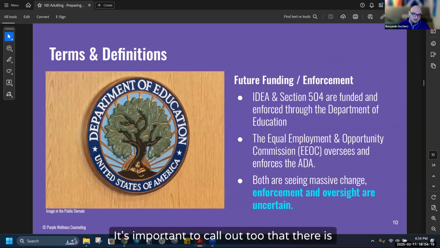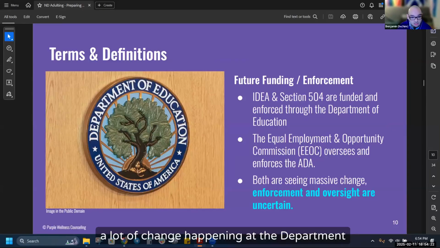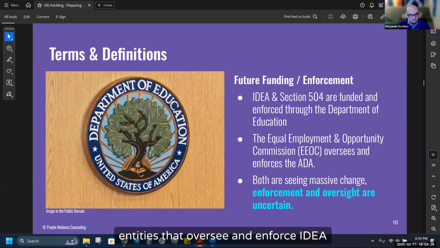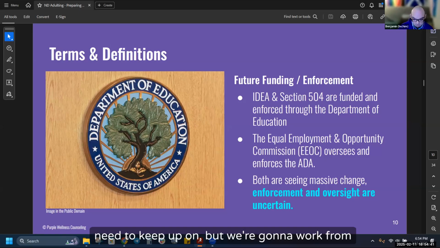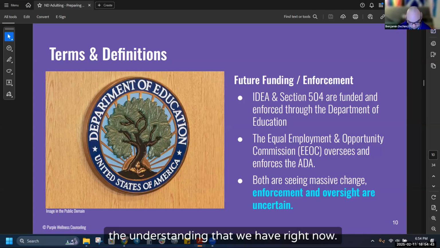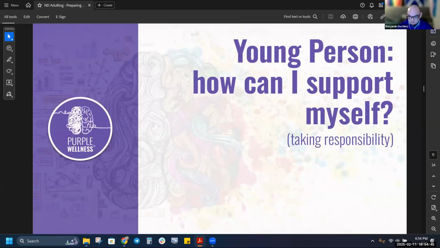It's important to call out, too, that there is a lot of change happening at the Department of Education and the Equal Employment Opportunity Commission, the two government entities that oversee and enforce IDEA, Section 504, and the ADA. So a lot of change going on right now. Enforcement and oversight is kind of uncertain. So this is a story in progress that we all need to keep up on. But we're going to work from the understanding that we have right now.